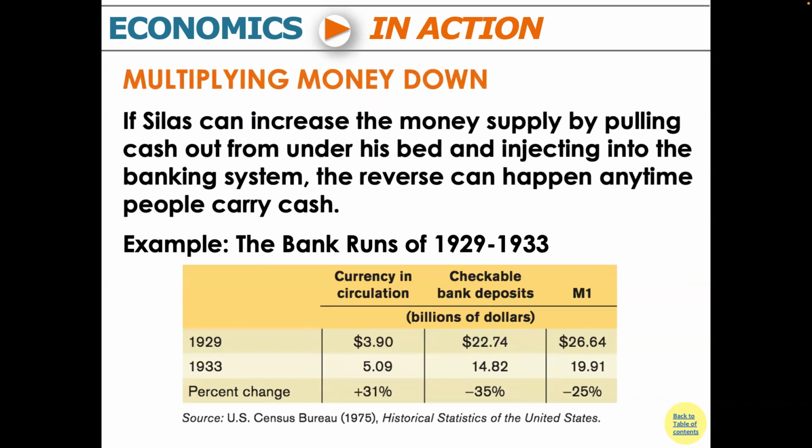Right, so here we can look at history to see how the money supply changed. 1929, 1933. First you can see the currency in circulation. From 1929 to 1933, it increased by 31%. What happened? What do you think?